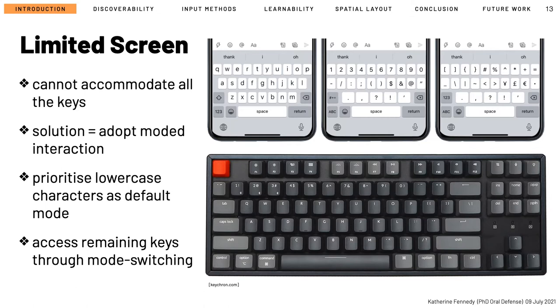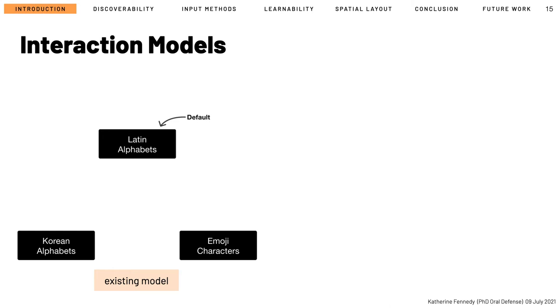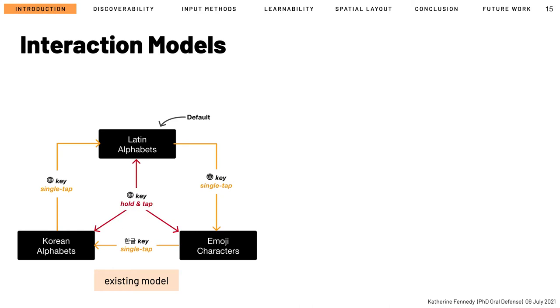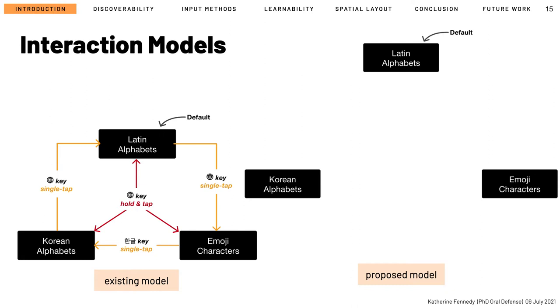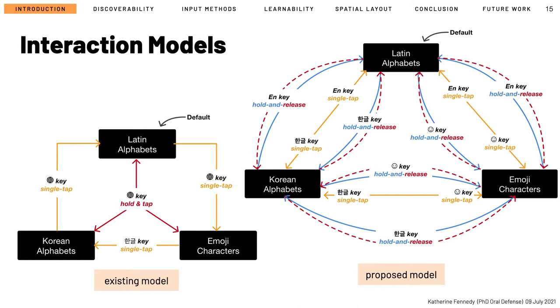Let's take a look at the mode switching interaction between languages. We modeled the existing interaction and found inefficient features like the single directional loop in yellow and the slow hold and tap gesture in red. So we proposed an enhanced model by choosing multi-directional transitions. As you can see, all our new arrows are no longer single-sided, and we adopted the faster hold and release gesture, as shown by the blue and red arrows.